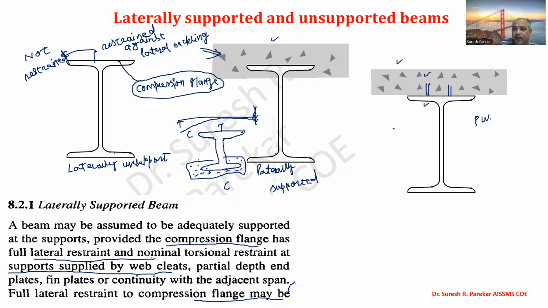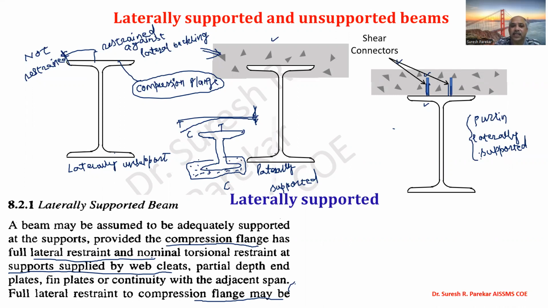Now the purlin is again laterally supported, because if I consider an angle section, the top leg is connected to your sheets through J bolts. Through J bolts, we connect sheets with the purlin, so your purlin becomes laterally supported. You can see these connectors we have shown over here, known as shear connectors. So this is laterally supported, this is laterally unsupported.